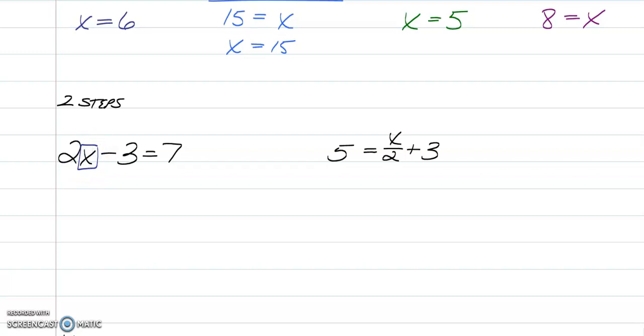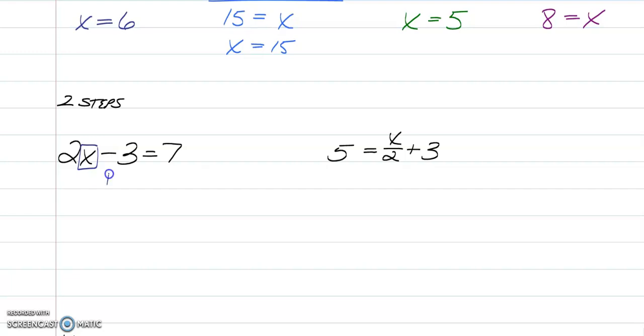So do you divide by 2 first, or do you add the 3 first? Well, in this case, we are going to get rid of the 3 first. And pretty much every time you have 2 steps that just have an x on one side, you're going to end up adding or subtracting first. You go in the opposite order of operations.